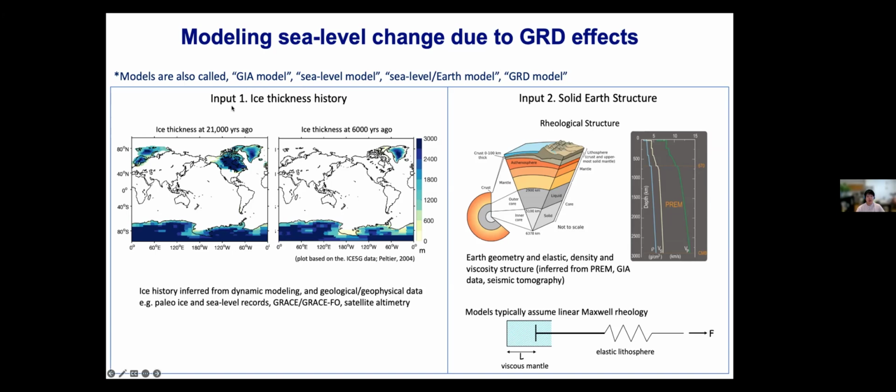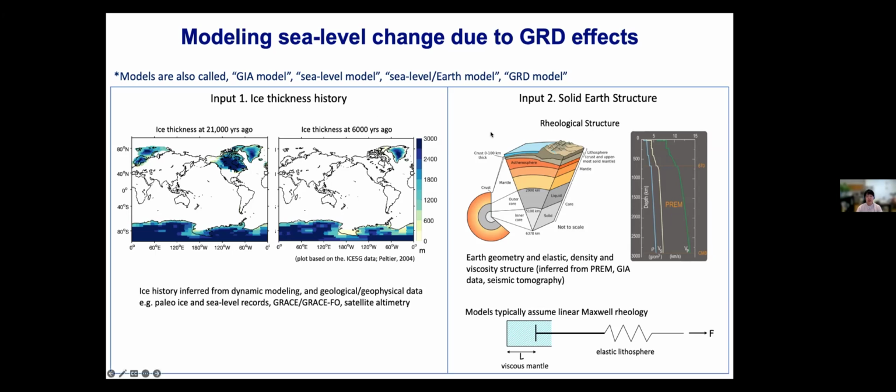Sea level models take two inputs, and the first input is ice thickness history. For example, here are two snapshots of ice thickness: ice thickness at 21,000 years ago, during the last glacial maximum, and ice thickness at 6,000 years ago. You can see that there is a difference, and the GIA model basically takes how much the ice thickness has changed and then tries to solve the sea level physics. This ice history is typically inferred from dynamic modeling or geological or geophysical data, such as paleo ice and sea level records, or, for contemporary ice mass changes, from GRACE or GRACE Follow-On satellite altimetry.